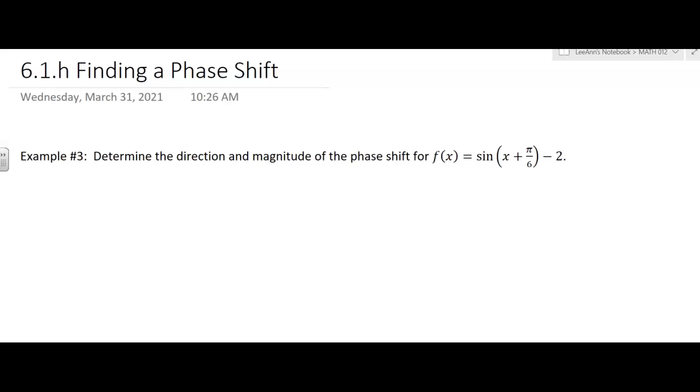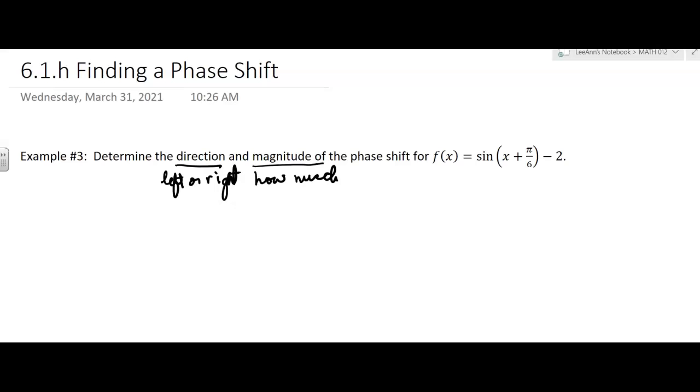Okay, so in this example it says determine the direction and magnitude of the phase shift for, and then they give us that function. Now, direction, they're talking about, like, is it going to the left or the right? And the magnitude is how much? Left or right? And then how much is it shifting?